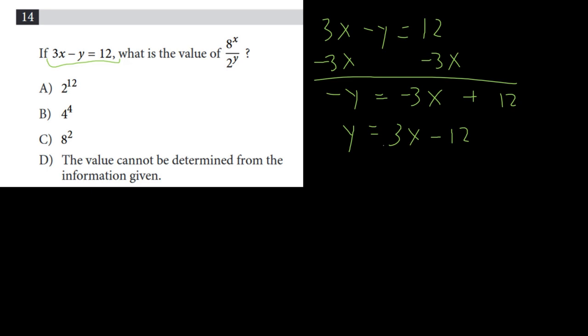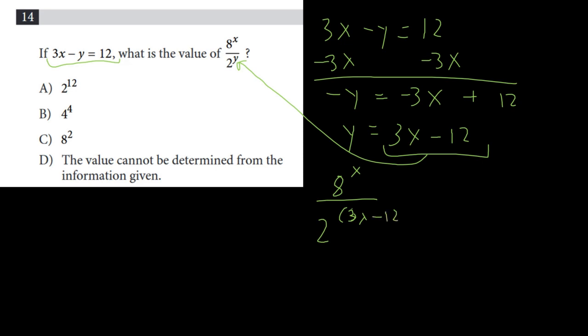So from here, I can plug this into right here. And when I plug it in, it looks like this: x minus 12. Now, one of the issues that we have right now is that the bases need to be the same for them to divide. So right now, the bases are not the same. So to make them the same, that 8 can be rewritten like this, 2 to the third power, because 2 times 2 is 4, times 2 is 8.